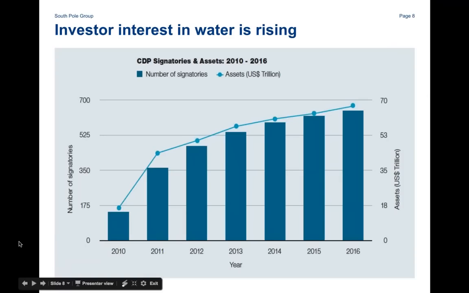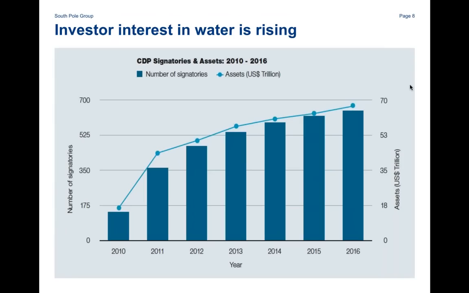Wonderful. Okay, so it's safe to say that investor interest in water is rising at a global scale. This is demonstrated simply by the current number of CDP signatories that we have working with us. When the program first began, our water disclosure program, this was in 2010, the program operated on behalf of roughly 150 institutional investors with around about $16 trillion worth of assets. That is still a lot of assets, admittedly.